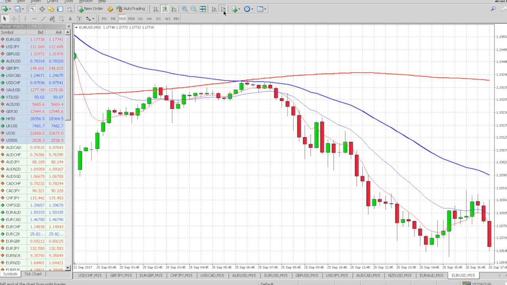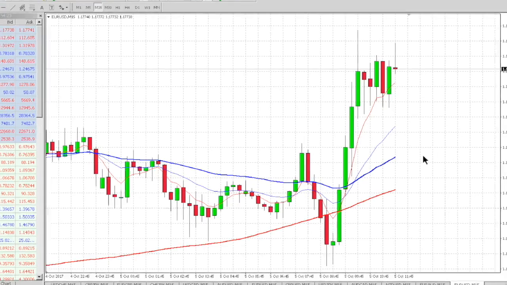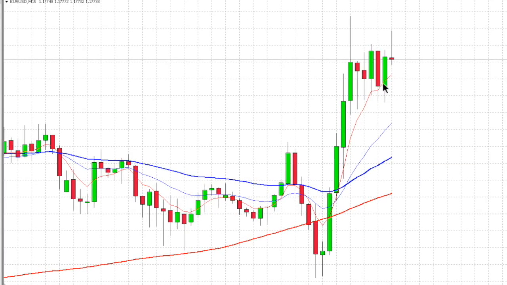And so this is for the 50-minute candles. Right now you can see it's a clear uptrend, right? 18, 50, 100, 200 in sequence, it's a clear uptrend, okay?